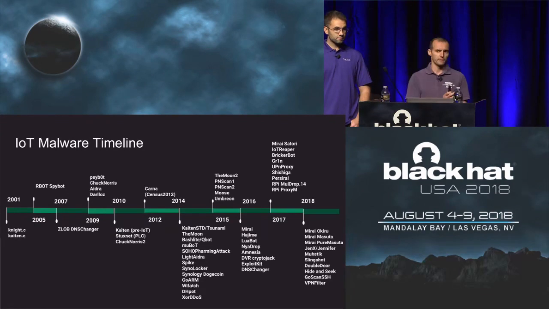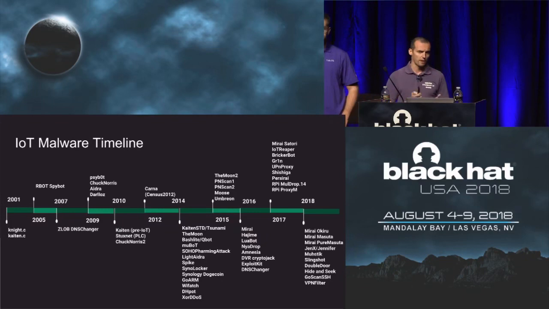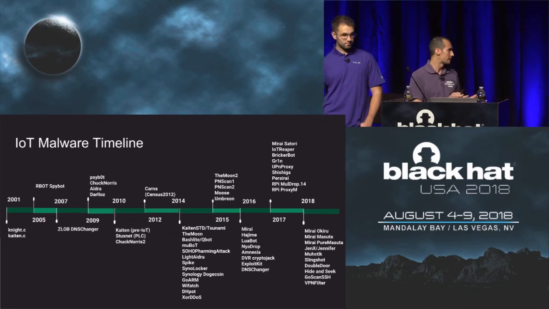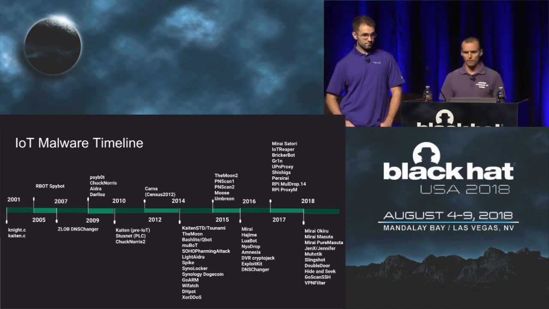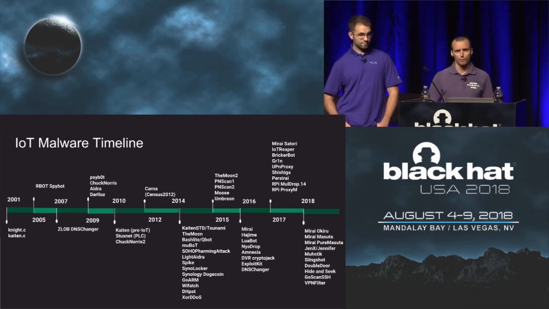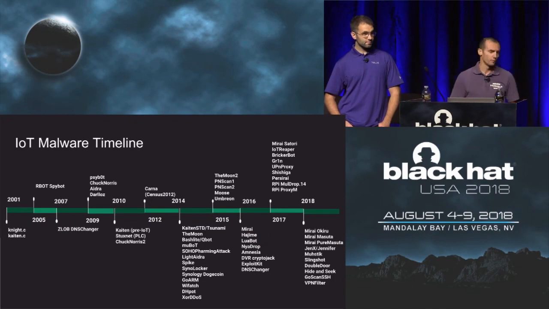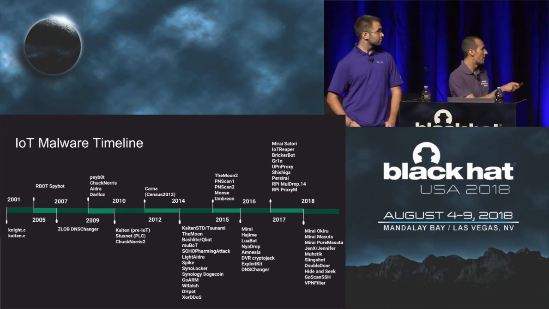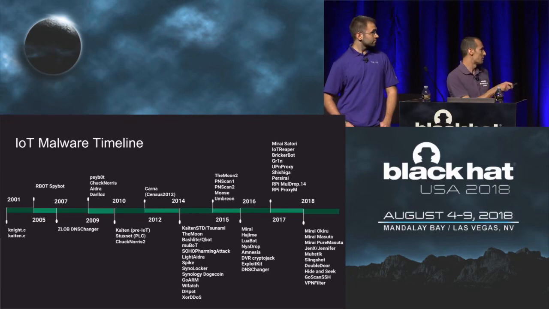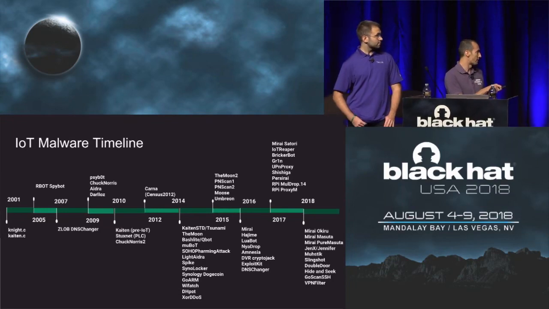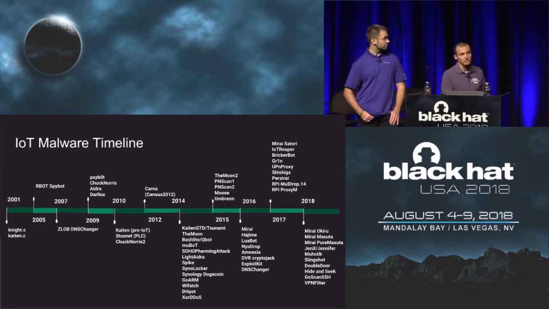Before 2014, maybe coincidentally we relate it to Carna botnet and the infamous Internet Census 2012. Before that, there were cases of IoT malware or embedded malware or modem malware. But if you look at this part, it was spotty. So basically, the malware was spotted or developed once every 2 or 3 years.